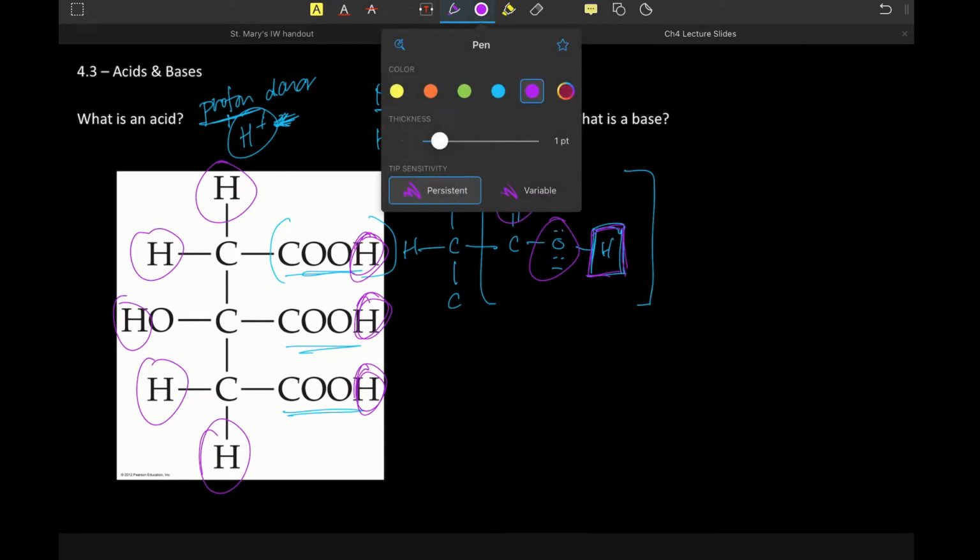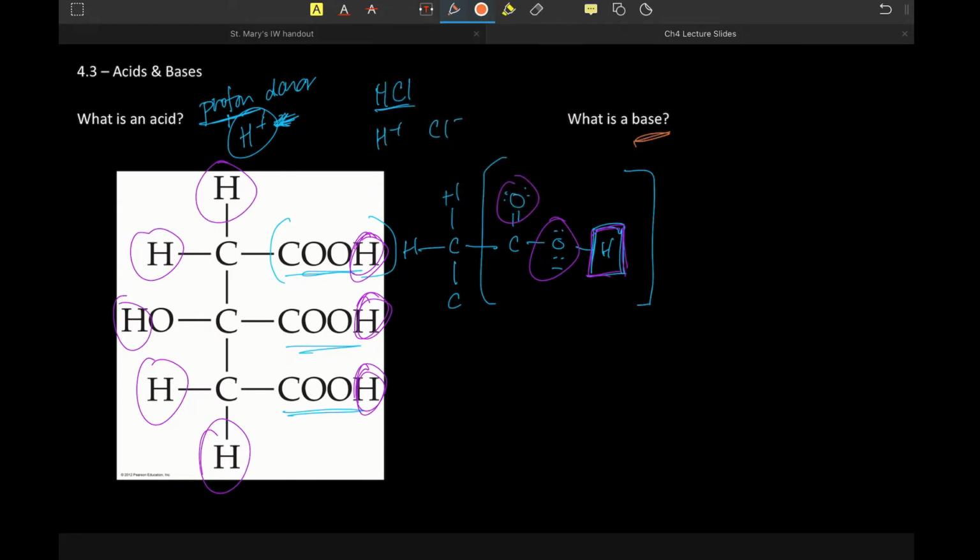When we're talking about bases, for the most part, bases are going to be our soluble metal hydroxides, okay? Which means that obviously, you got to know your solubility rules, but basically, that's just group 1 and the bottom part of group 2. Those are our soluble metal hydroxides, and those are our strong bases.